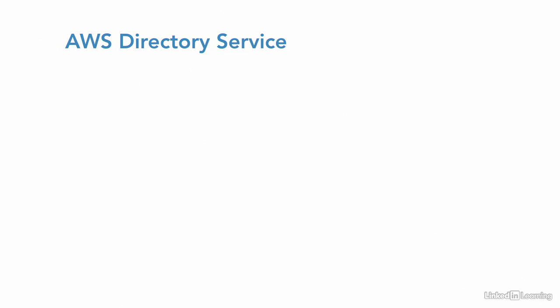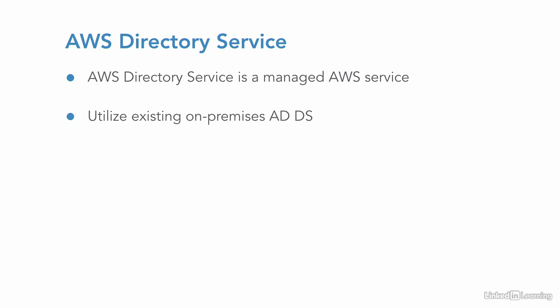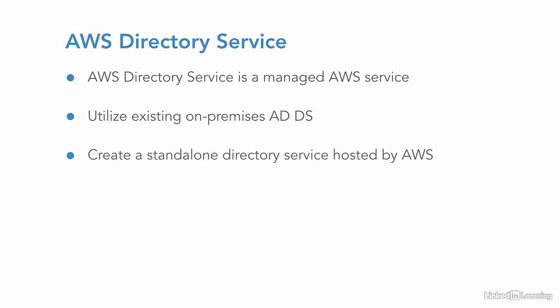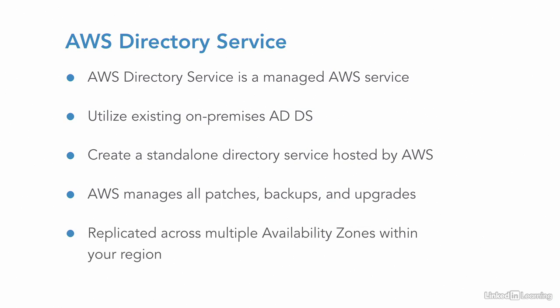Therefore, I can go to Amazon Web Services and install Active Directory in the cloud using AWS Directory Services. This is a managed AWS service, and what happens is it integrates with my on-prem Active Directory domain services. I first create a standalone directory service hosted by AWS. This service is managed by Amazon. They patch it, they perform all the upgrades, all the backups, and my directory information is replicated across multiple availability zones within the region that I've selected to install AWS Directory Services.